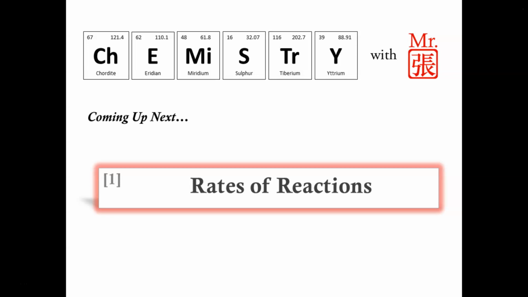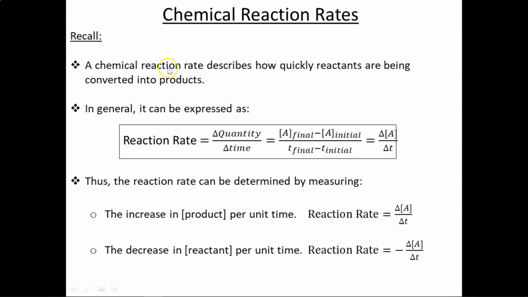In this video tutorial, we will introduce the concept of rates of reactions. The rate of a chemical reaction describes how quickly reactants are being converted into products. So in general, we can express this using the equation reaction rate is equal to change in quantity per a set amount of time. So we can measure how quickly the product concentration is increasing per unit time, or how quickly the reactant concentration is decreasing per unit time. So how quickly are we making a product, or how quickly are we using up the reactants?